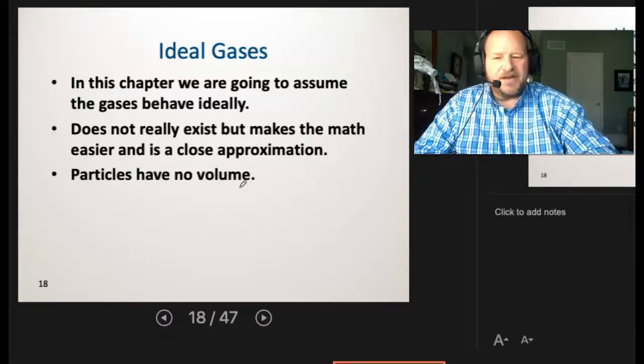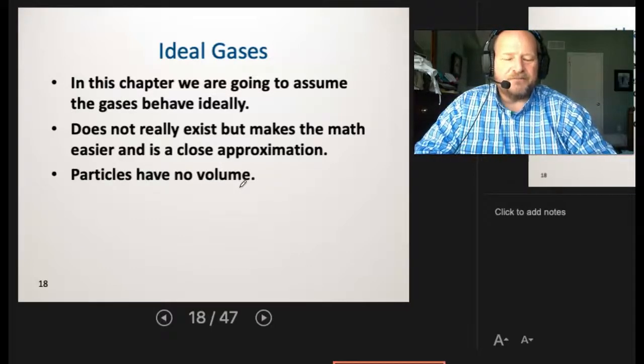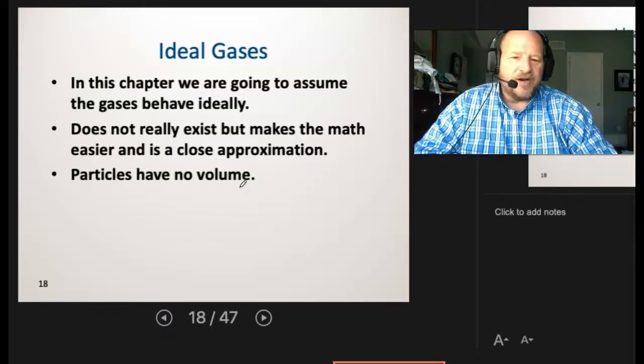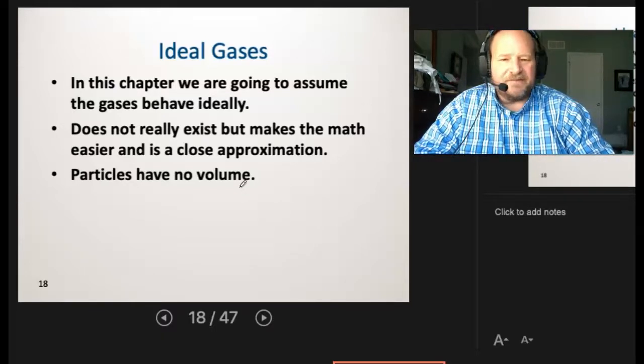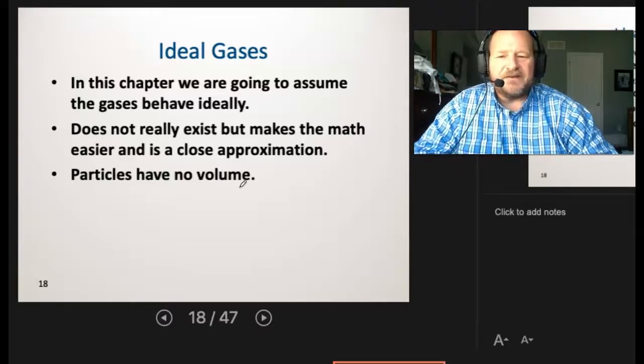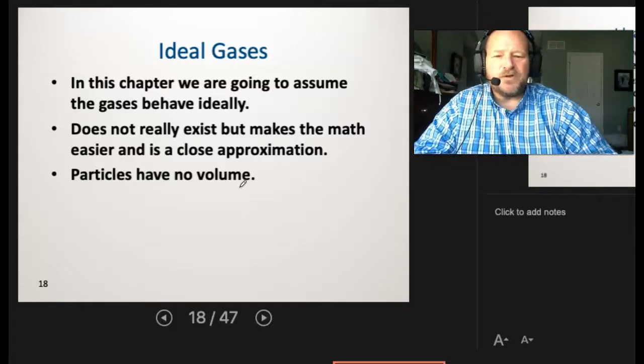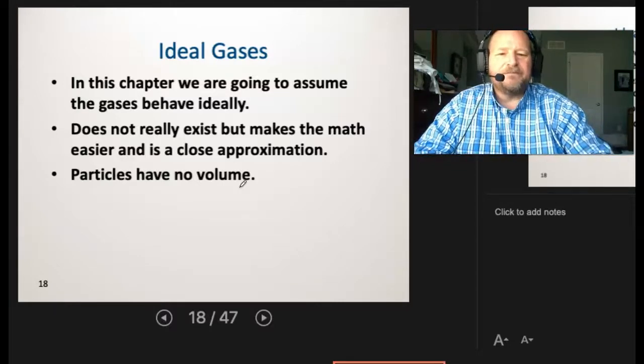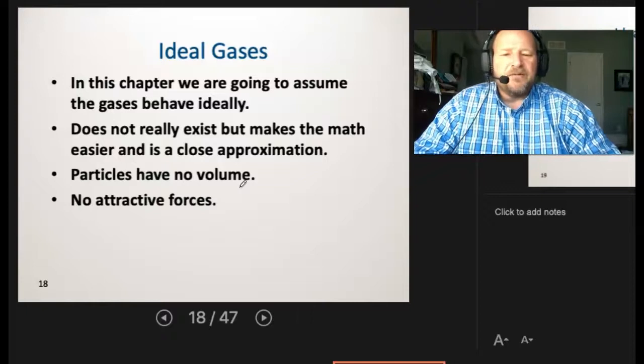So the assumptions we're going to make is, number one, we're going to say particles have no volume. Now we know that can't be true, right? We have ammonia gas, we have chlorine gas, we have oxygen gas, we have hydrogen gas. There's no way those particles could all be the same size, let alone not take up any space at all, right? Just like the cars in the parking lot, different vehicles have different sizes. They take up more space than others. Same idea. The other thing we're going to assume is there are no attractive forces, and this is the one that really is way off base.